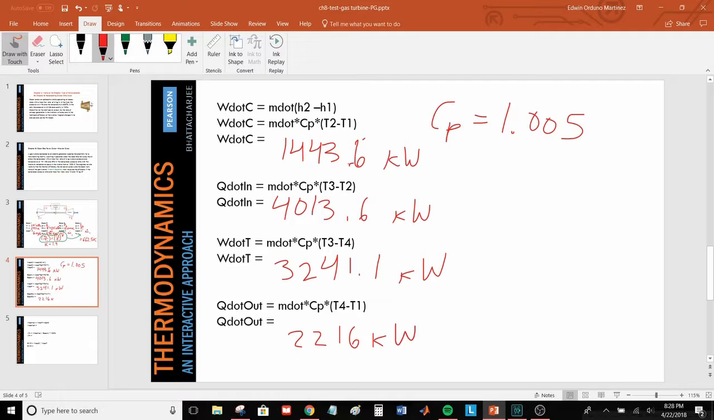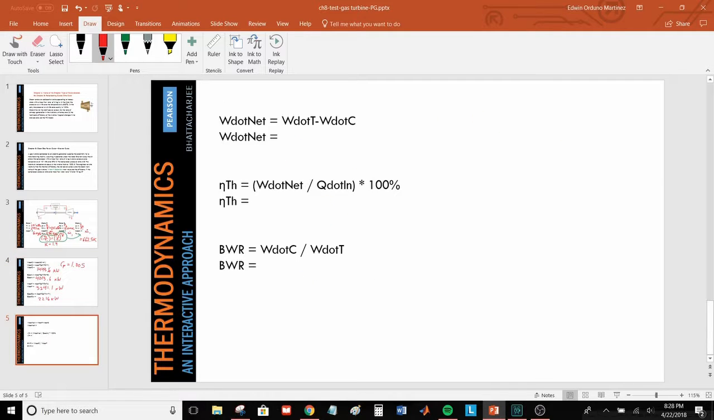2216 kilowatts. Now with these numbers, we can solve for the net power output, which is 1795.5 kilowatts. The thermal efficiency is power output divided by heat added, which is 44.7%. And the backwork ratio is the power in the compressor divided by the power in the turbine, which is 0.445.